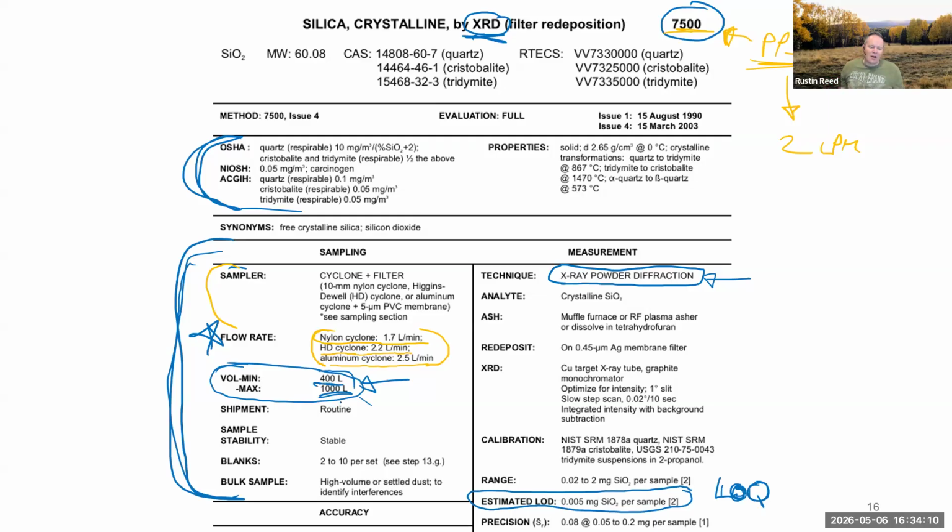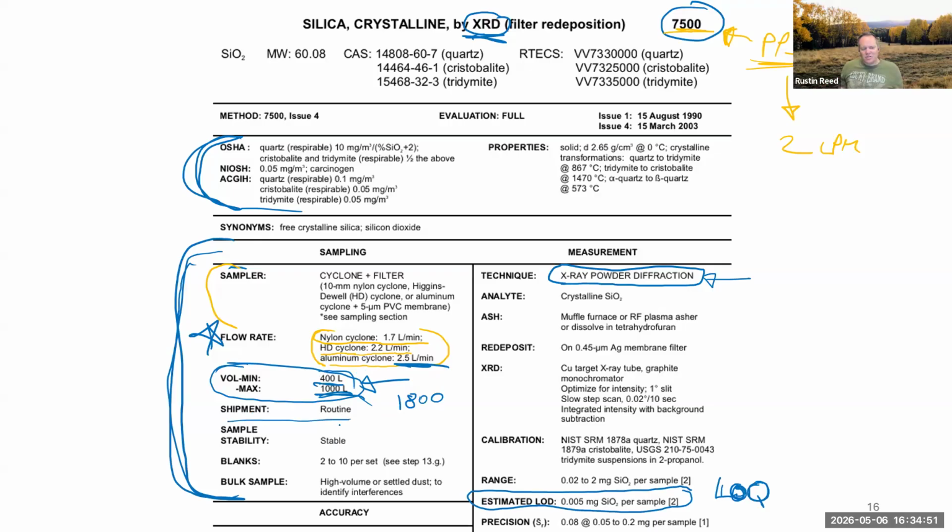Sometimes I've been much higher than that. A 12-hour shift at 2.5 liters per minute, if I'm using an aluminum cyclone, let's do the math here real quick. That's 720 minutes times 2.5 liters per minute. I'm going to be at 1,800 liters. So if I sample the whole shift, I'm at 1,800 liters. I'm well above the range. I'm not too concerned, even in a mine, of overloading. Now, overloading could happen in a mine, but most of the time it's not going to happen. So anyway, that's just an example.